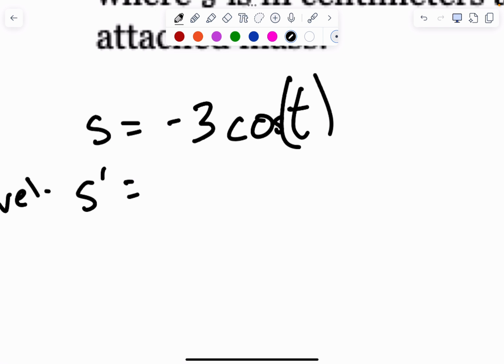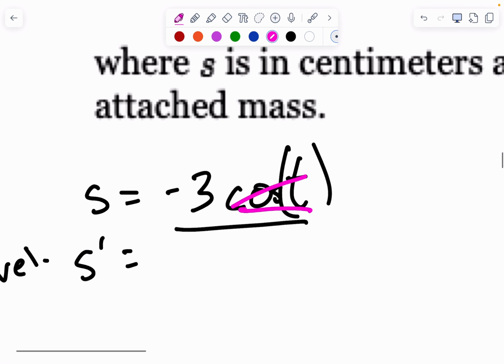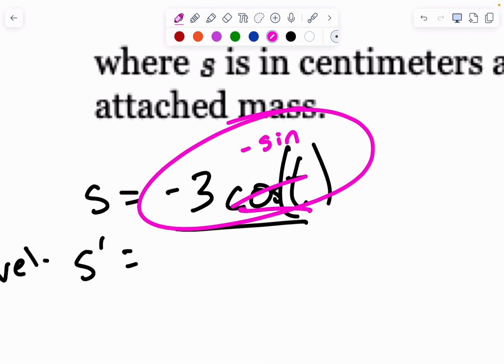How do I find the derivative of negative 3 cosine of t? What's the derivative of cosine? Negative sine. Okay, so what's the derivative of this whole thing? Positive 3 sine of t, right? This is going to tell me what the velocity is at any point in time.